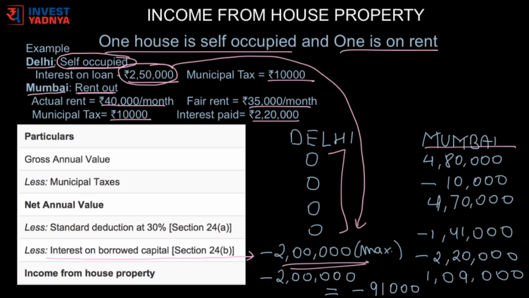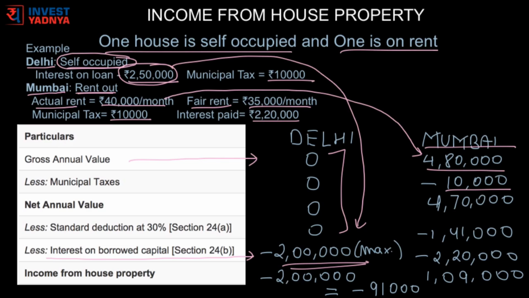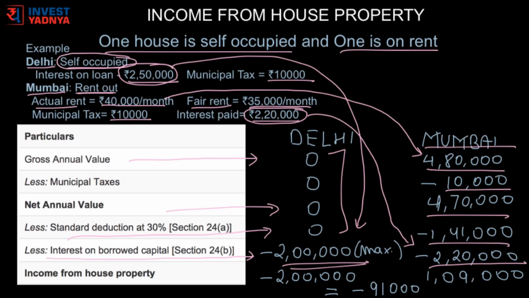Now in Mumbai house, gross annual value will be yearly actual rent as it is more than fair rent. Then municipal taxes are deducted from gross annual value and you get net annual value of rupees 4.7 lakhs. Now to get income from house property, you need to deduct standard deduction of 30% from net annual value and also interest paid on home loan on this property. Now in this case, even though maximum limit of this deduction is rupees 2 lakhs, you still get rupees 2.2 lakh deduction benefit since your house is on rent.